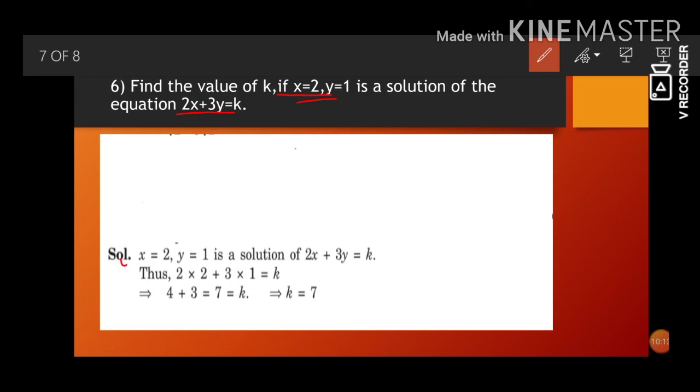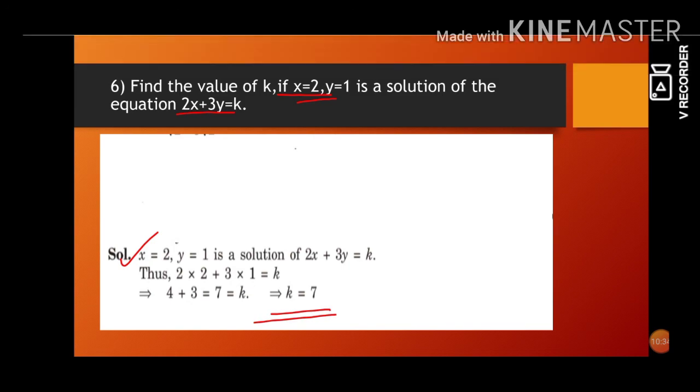So x = 2 and y = 1 is a solution of 2x + 3y = k. Substituting the values, we will get 2 × 2 + 3 × 1 = k, which implies 4 + 3 = 7 = k. So the value of k is 7.